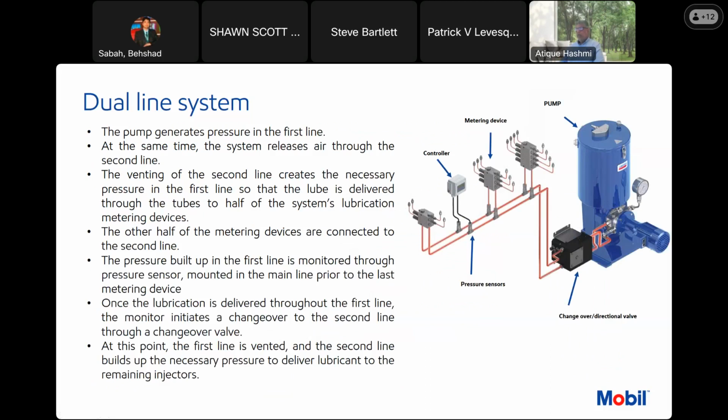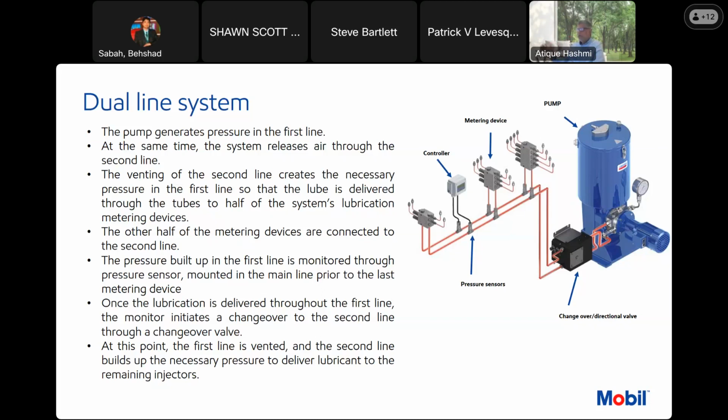Okay, so how does this system work? The pump generates pressure in the first line. At the same time, the system releases air through the second line. So at one time, line A is working and line B is just venting the air. The venting of the second line creates the necessary pressure in the first line so that the lube is delivered through the tubes to half of the system's lubrication metering devices. Remember, 250 lube points are connected with line A. So in this cycle, line A will lubricate 250 lubrication points.